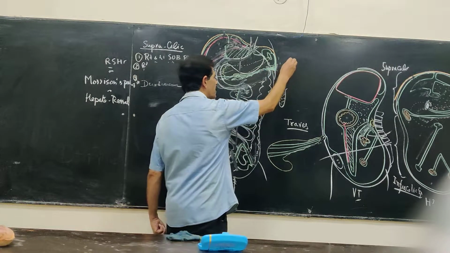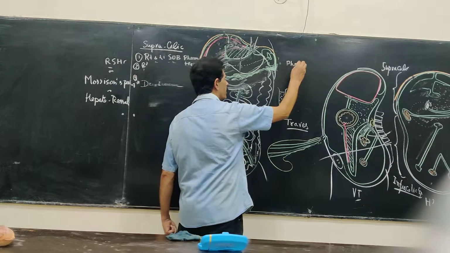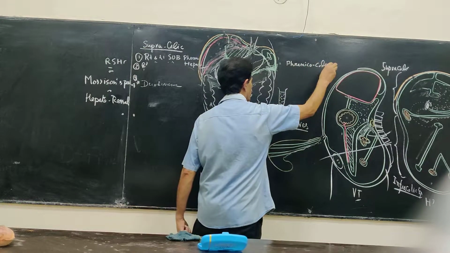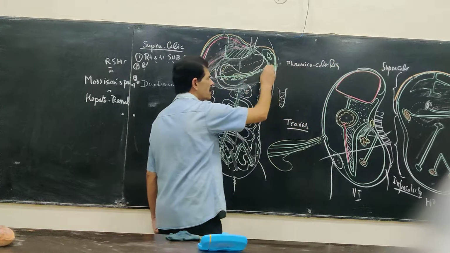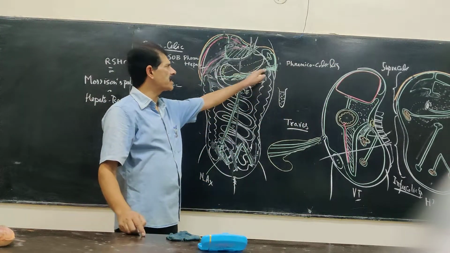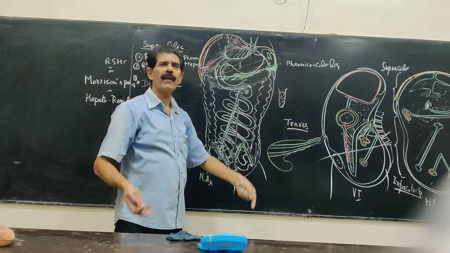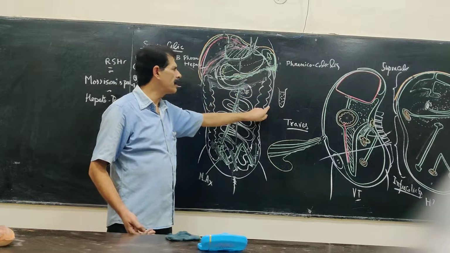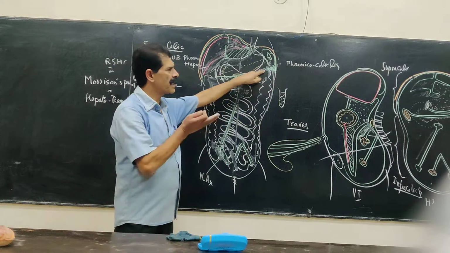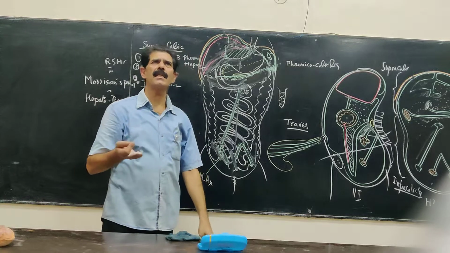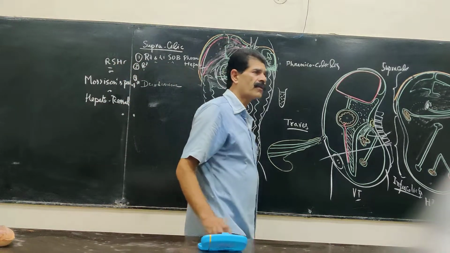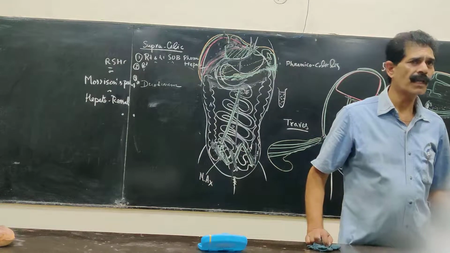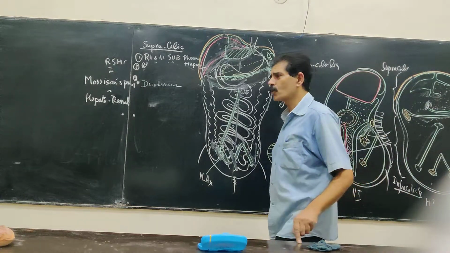Phrenicocolic: phrenic means diaphragm. Phrenicocolic ligament. This ligament prevents the gravitational slipping of the spleen while we are jumping. When we jump, there are chances that the spleen may descend here, so this shelf-like projection gives resistance and the descent of the spleen is prevented. That is the function of the phrenicocolic ligament. So these are all the supracolic spaces.